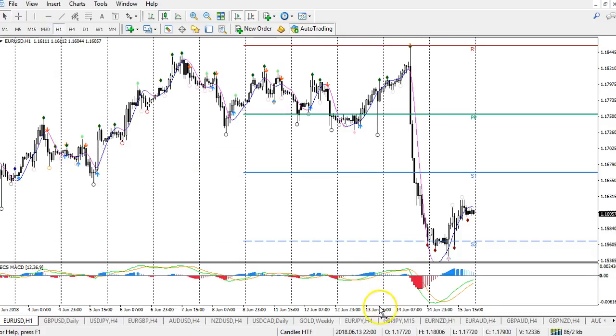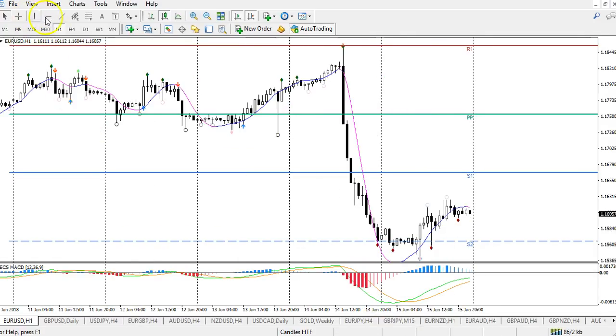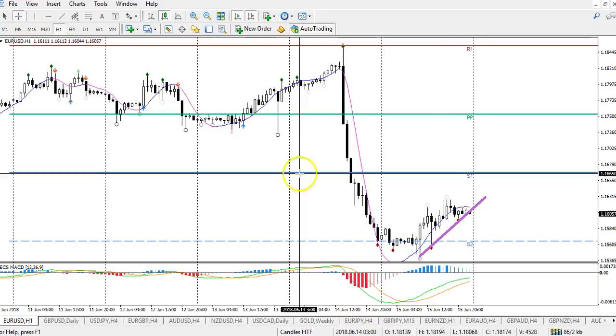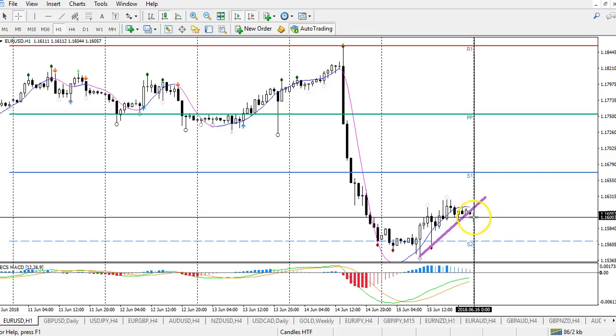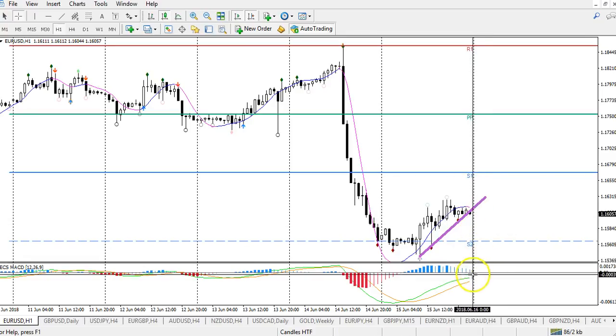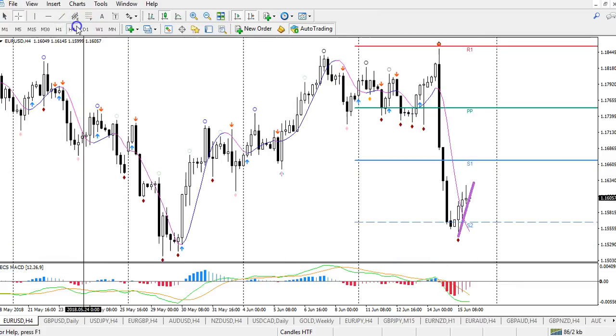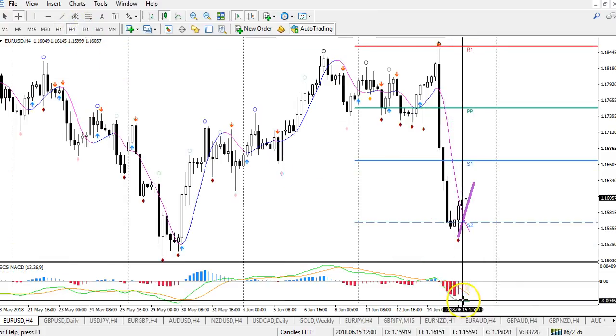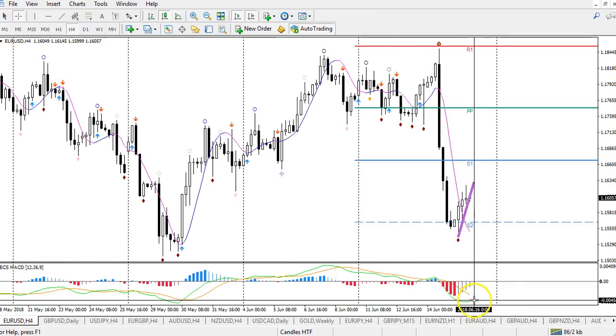Oh, this is already the hourly chart. So for instance, here if we put a trend line like this, and if we see a break through that, or if we see a break through this fractal, I think that we should be able to see a continuation lower. All right, this looks like a retracement to me. We have the MACD still in bearish territory.